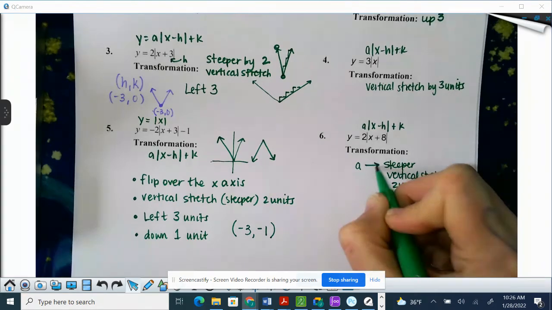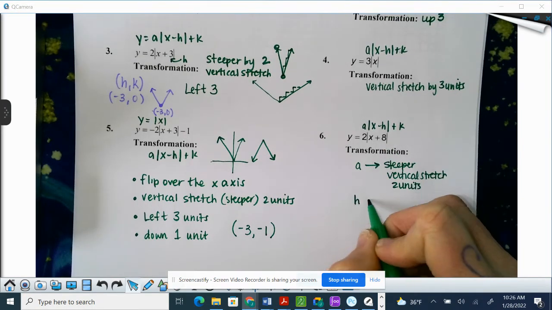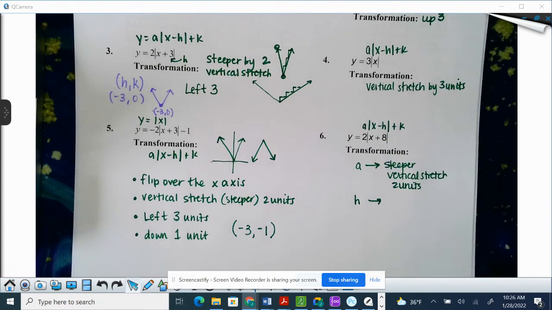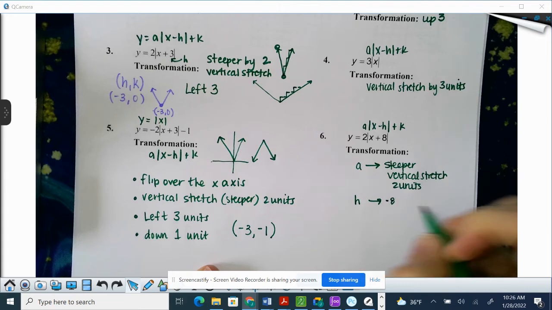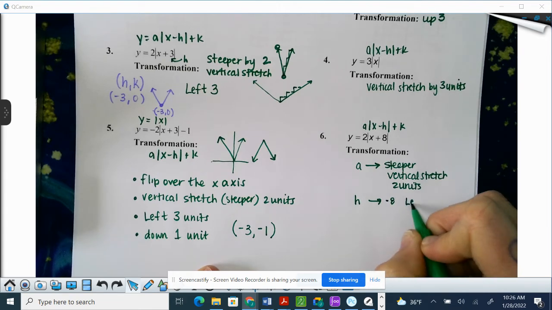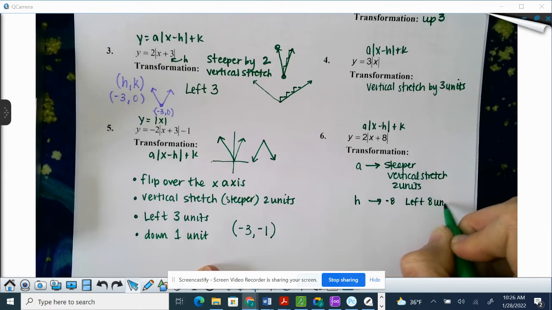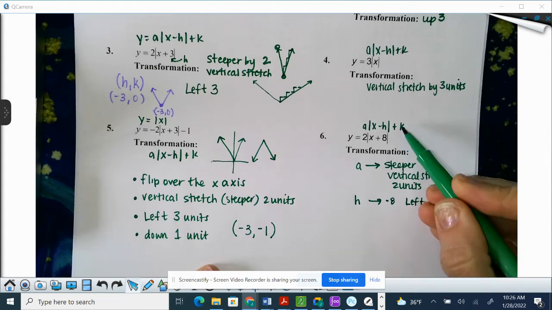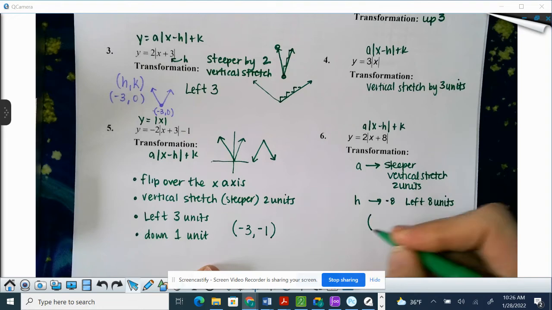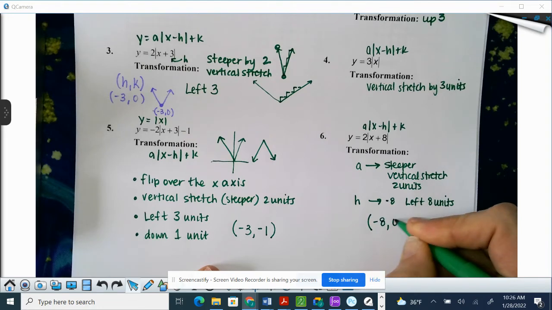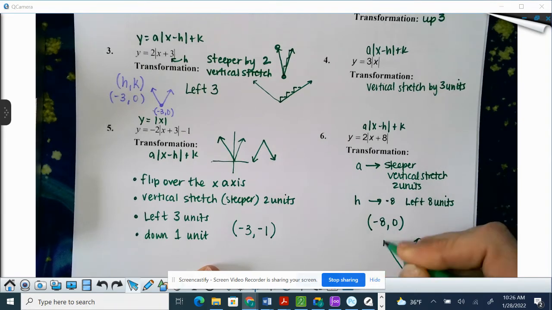That's our a. h, it's not a negative in that equation anymore, it's a positive, so that means it's negative 8 is the h value, which means it went left 8 units. And there's not a k value, so it didn't slide up and down. Your vertex at that point is going to be negative 8, 0. So if you go hunting for that parabola, it should be sitting at negative 8, 0 at the bottom.